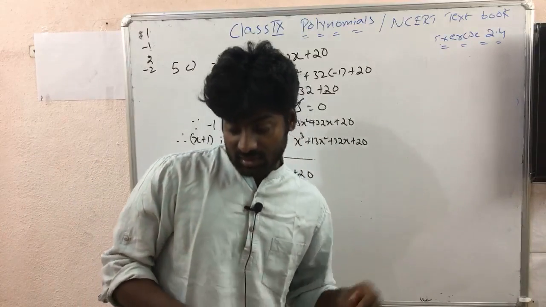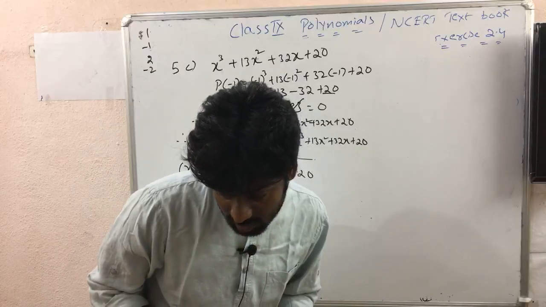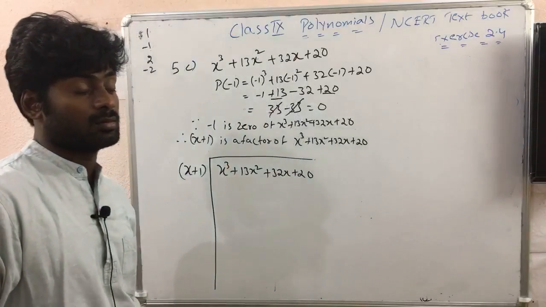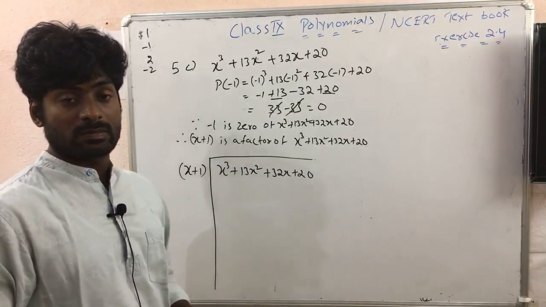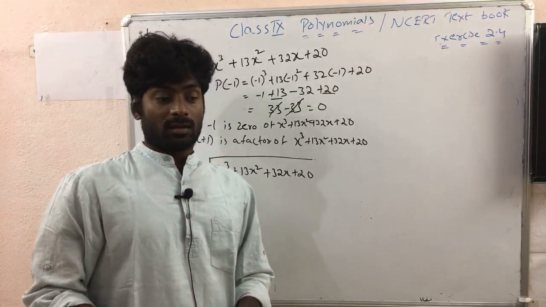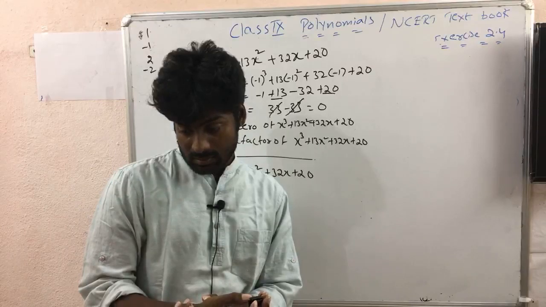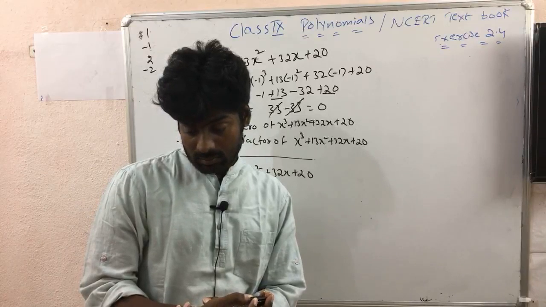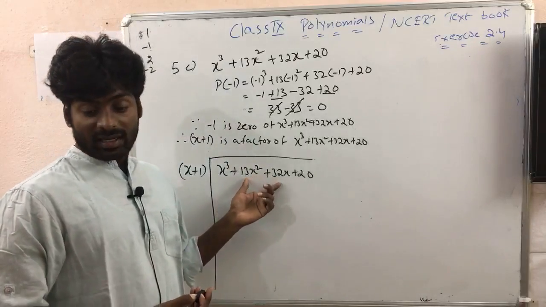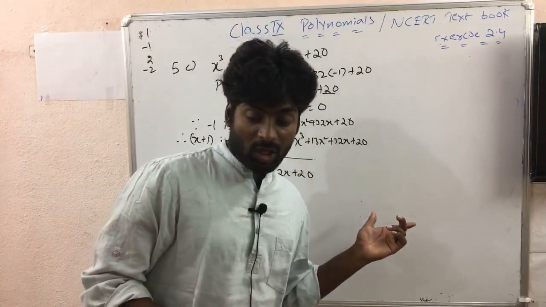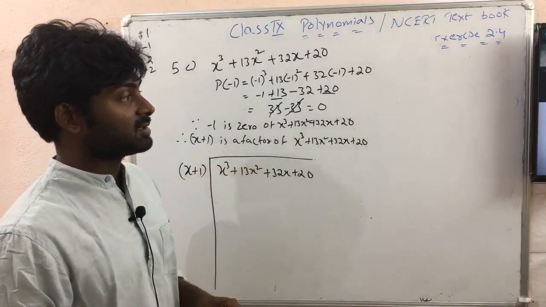As minus 1 is the zero of the polynomial. Very good. Get the answer. More than 10 people are watching this video, you can divide this polynomial with x plus 1 and get the answer.